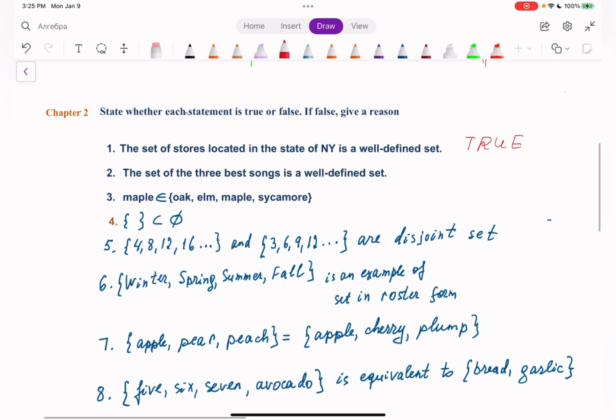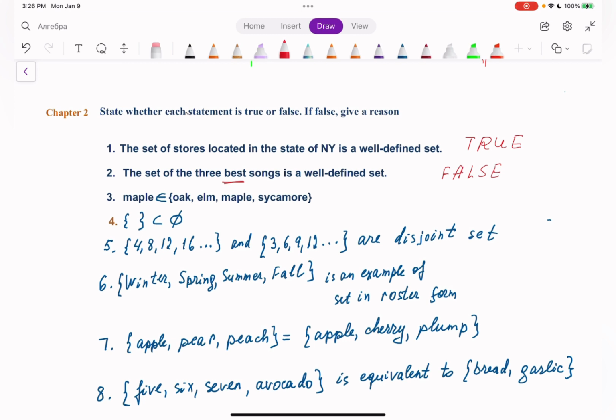The set of free best songs is well defined. This one is going to be an absolute false. Why? I'll tell you. The keyword here is best, because it doesn't mention which songs are best. To me, it can be one song is the best. To you, it's going to be another song the best. Okay? That's why it is not a well-defined set.